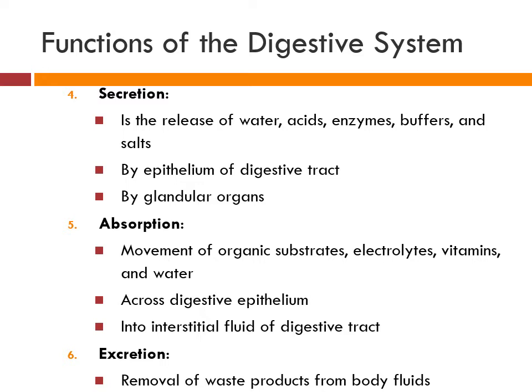Absorption is the movement of organic substrates like our vitamins and minerals, electrolytes, and water through our digestive epithelium so that it goes into the interstitial fluid of the digestive tract, and from there it gets sent throughout the body for utilization.